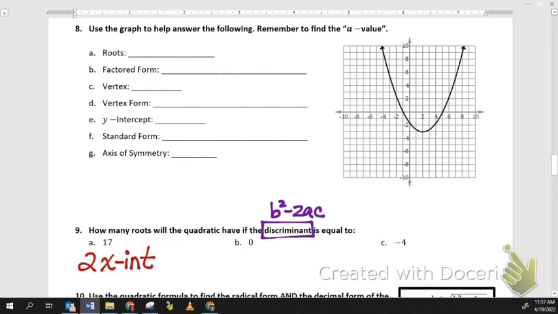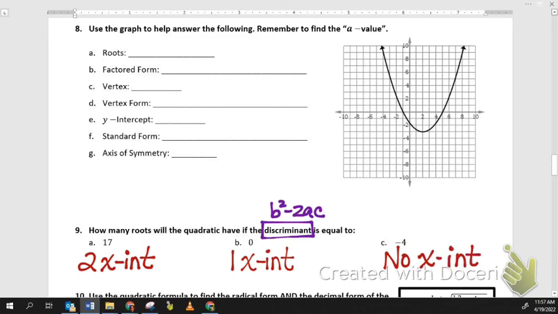Because I would add the square root of 17 and I would subtract the square root of 17. 0 is 1 x-intercept. And if it's a negative, can your calculator do that? So what would that mean about the x-intercepts? No x-intercepts.